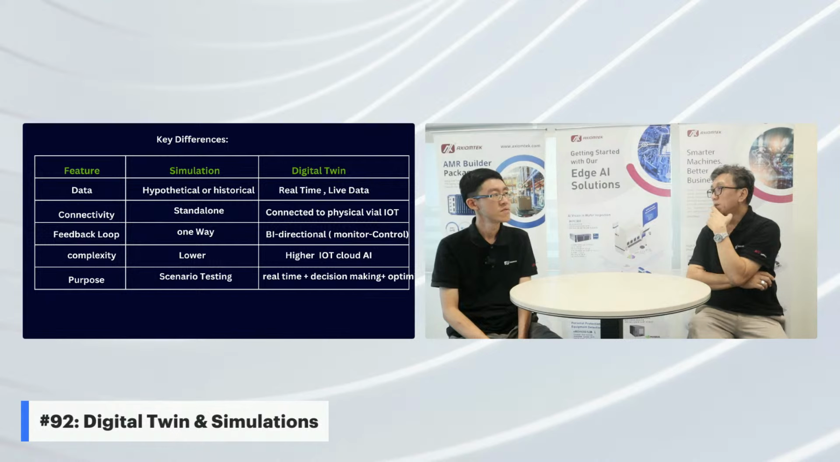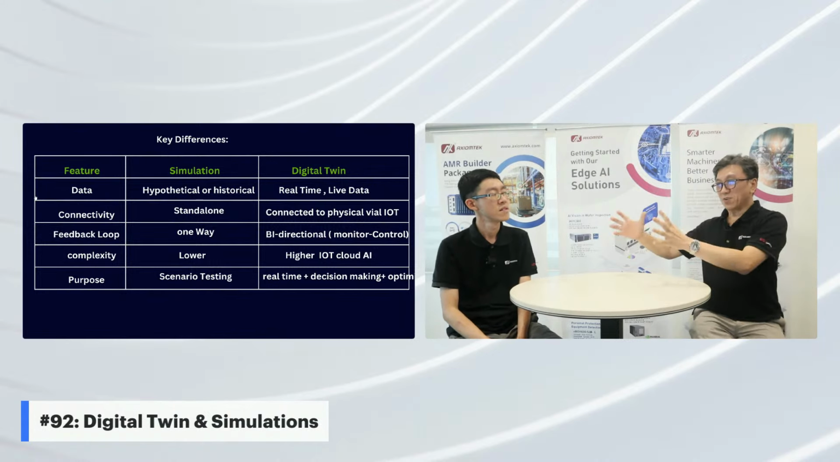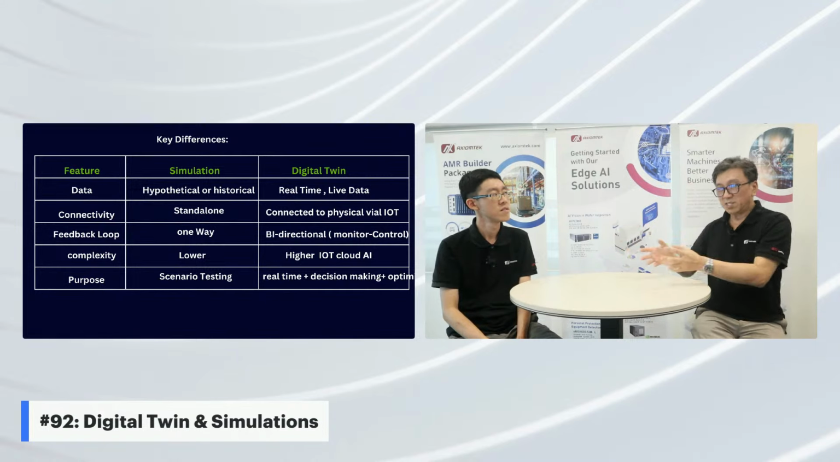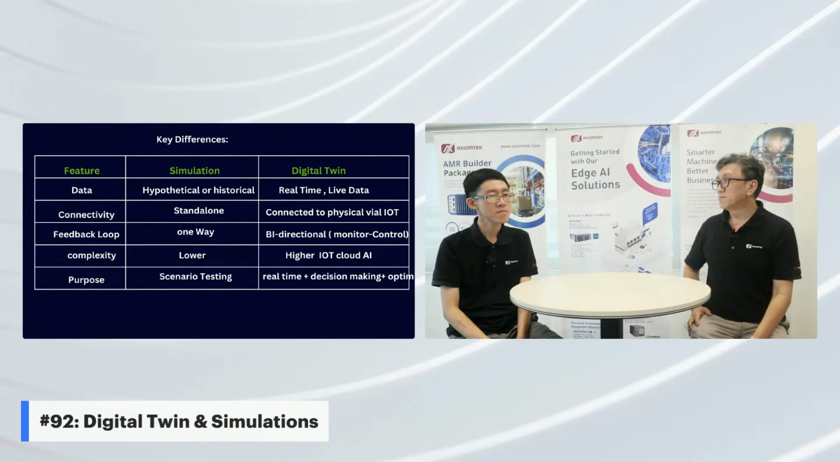Let's say I have a machine, I build a digital twin of that machine. From this digital twin, can I have predictive maintenance, or how can I use the data to drive my maintenance? Do you think it's possible? Yeah, I think it's possible.